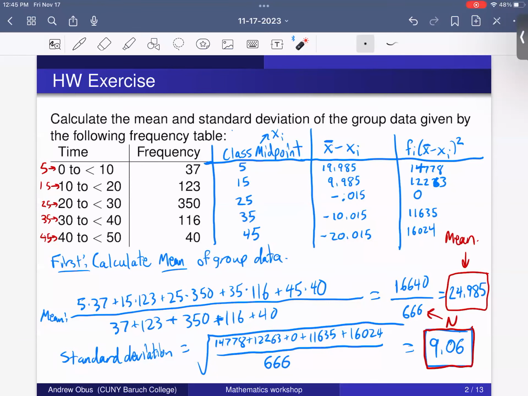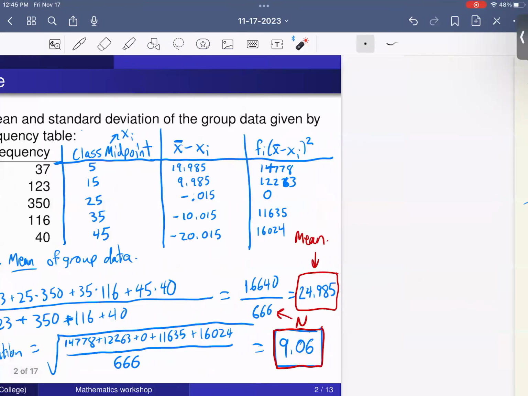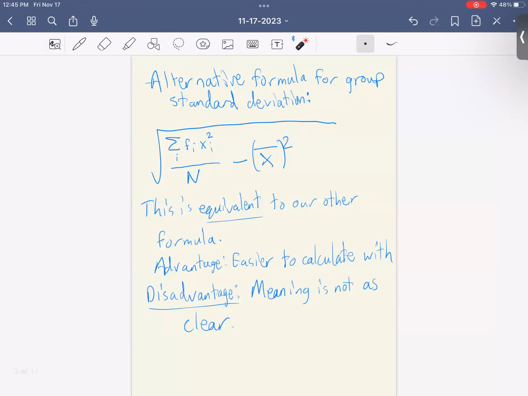Gabriel, were you going to say something? Yeah, so you will have a different chart if you're using the other method, which is this alternative formula. You would use fi xi squared. The numbers in the intermediate steps will all be completely different, but in the end, you should get the same answer. And 9.1 is the same answer as 9.06. It's just a question of how you rounded it.